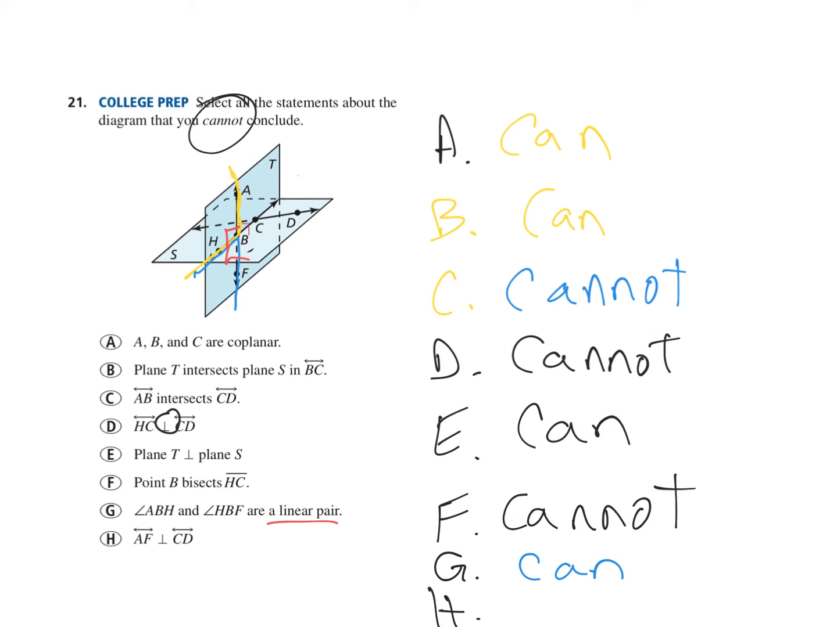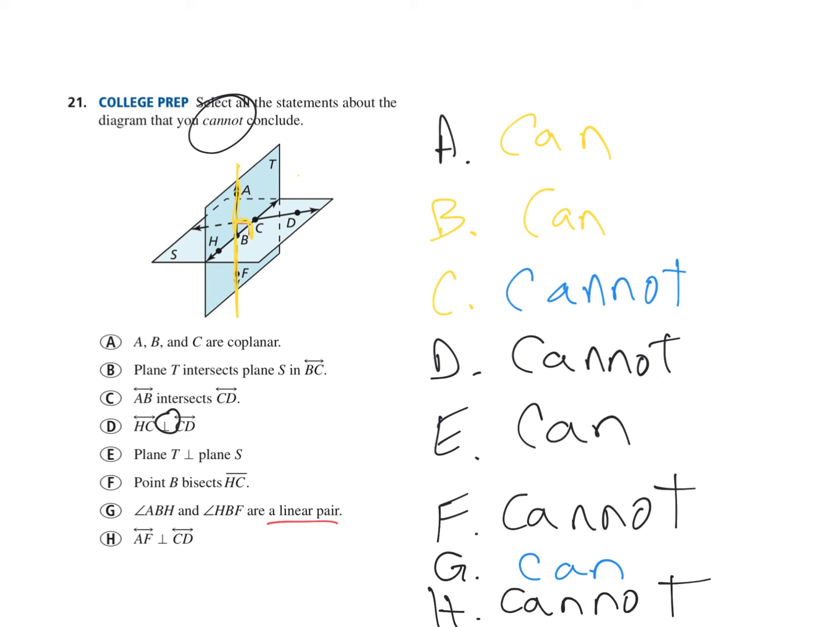All right, and H. AF is perpendicular, that perpendicular sign, is perpendicular to CD. Now, CD is not attached to it, but AF is perpendicular because of the two planes being perpendicular to each other. But CD isn't touching AF, so we can't say that they're perpendicular to each other. So this is a cannot.